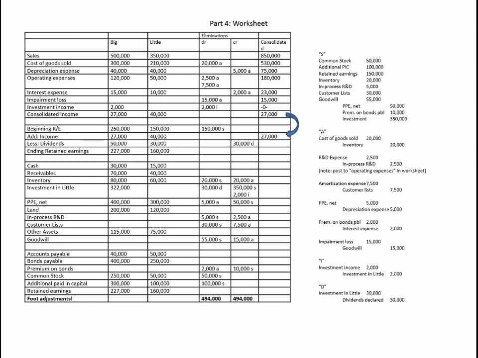We immediately post that to our statement of retained earnings. And now we can complete our statement of retained earnings. Again, adding across beginning retained earnings, adding across the dividends row, and then again, to get the ending balance, we have to work our way down the statement again. So beginning consolidated retained earnings plus consolidated income minus consolidated dividends equals ending consolidated retained earnings, which we then transfer down to our balance sheet as ending retained earnings.